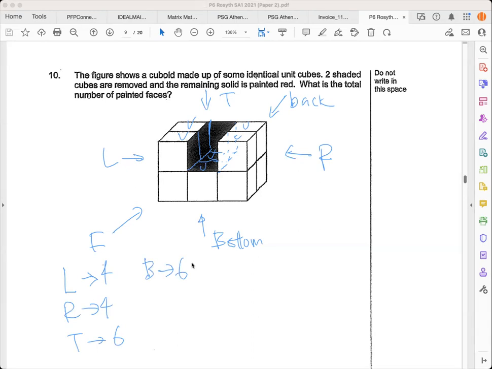Now I must look from the front. Front is 5. 1, 2, 3, 4, 5. And the back is the same. Back is also 5.